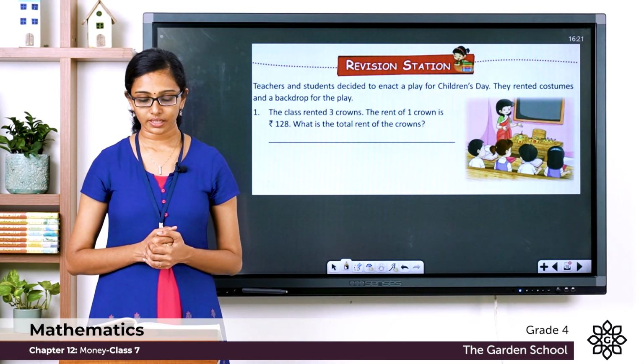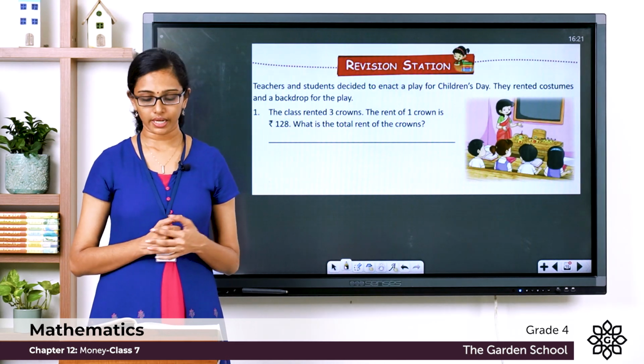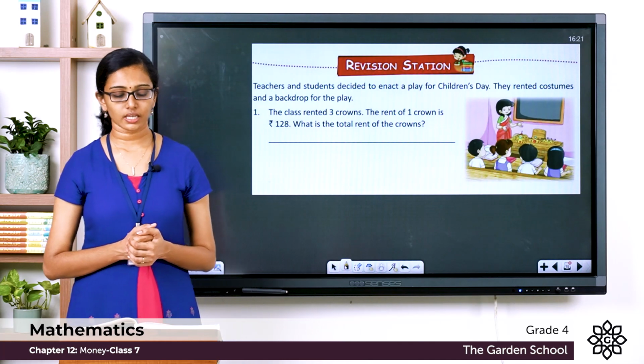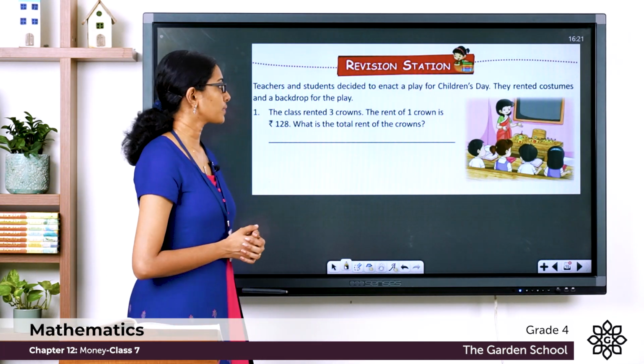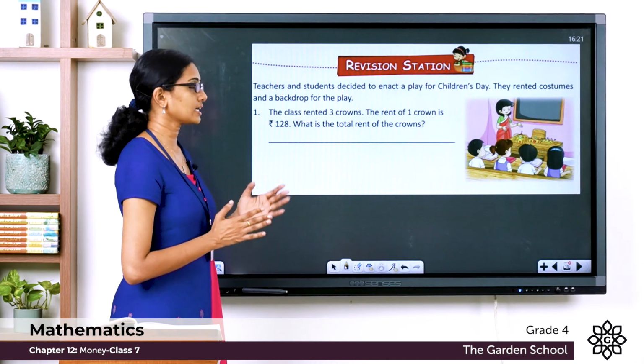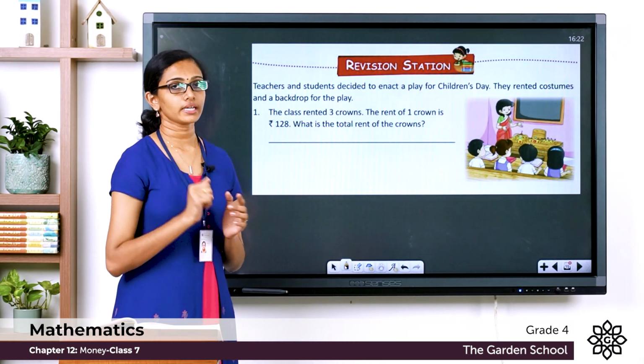So, what is given in the question? The class rented 3 crowns for a play. And the rent for each crown is equal to 128 rupee. So, you are asked to find out the total rent for 3 crowns. How do we find this? We have the rent of 1 crown.